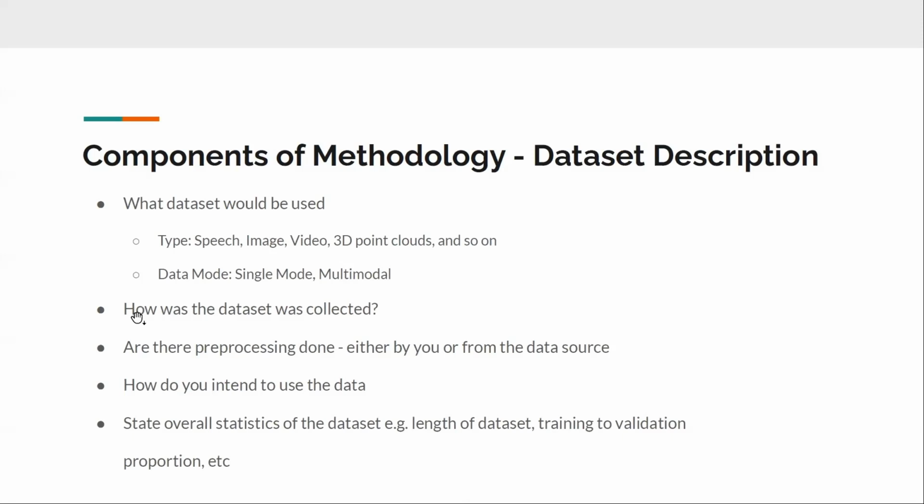Then you have to specify how the data set was collected, and if there's any form of pre-processing that was done on the collected data. And it's okay if you haven't collected the data yourself or performed pre-processing on it. In such a case, you can just mention the source of the data. Also, if you're generating synthetic data because you didn't have enough data, then you'll have to specify that as well.